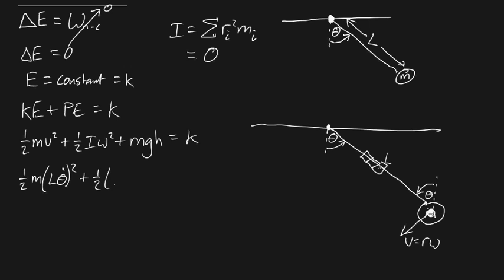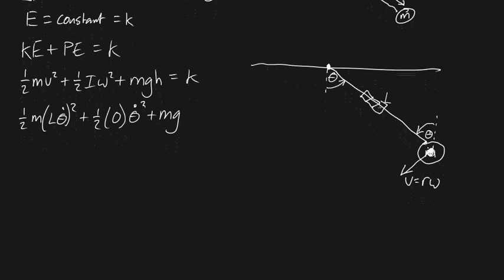So that means that our I is going to be 0, and our omega squared is just theta dot squared, right? And now we're adding mgh. What's mgh? Well, we could do what we've done before, but considering this problem's been very different to us so far, let's see if we can view another creative way of calculating h.